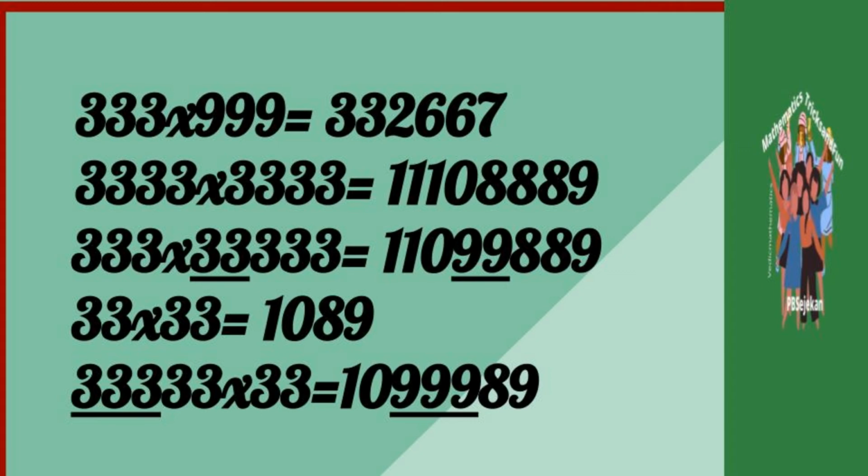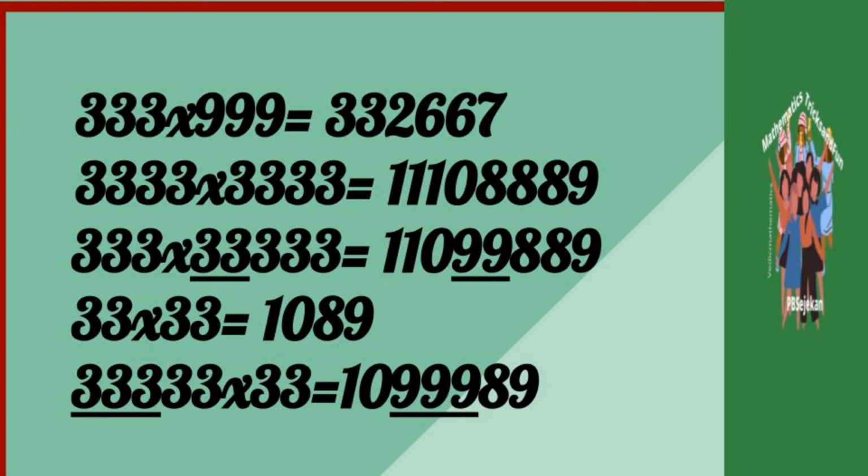3333 square. Here, first we will take 3 multiplied by 3. Answer is 09, we will write since 2 digits are involved. 0 on the unit position of the multiplicand side and 9 on the unit position of the multiplier side. The answer is 11108889.